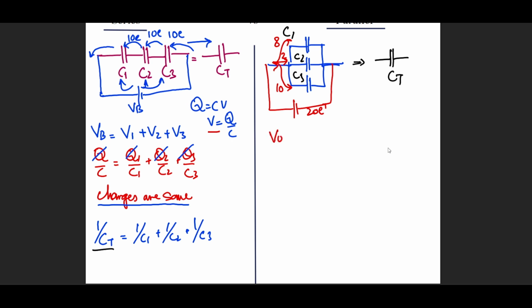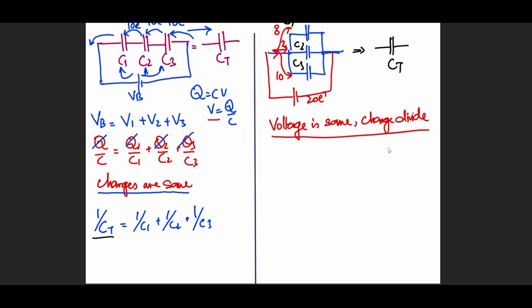Voltage is the same because they are in parallel. Voltage is the same, but charges divide. Because I know that the electrons are going to change or choose their path depending upon other circumstances, I know that charges are going to divide. So the total charge from the battery is equal to Q1 plus Q2 plus Q3.